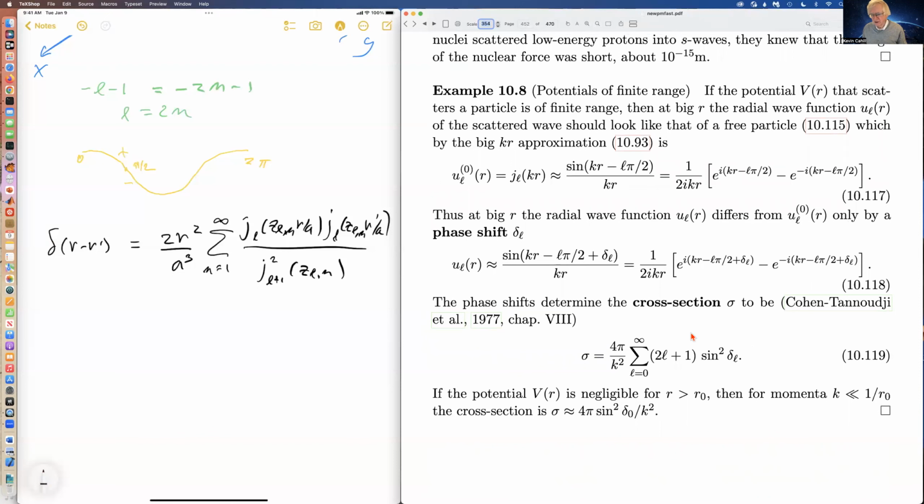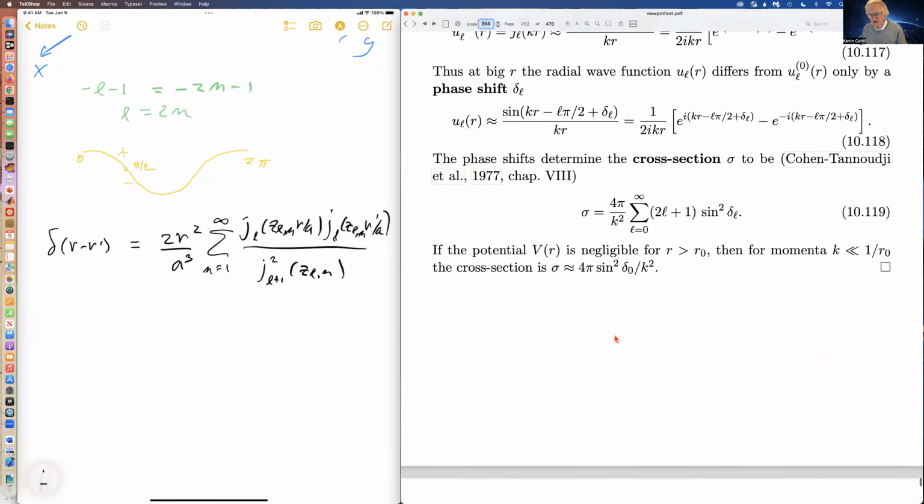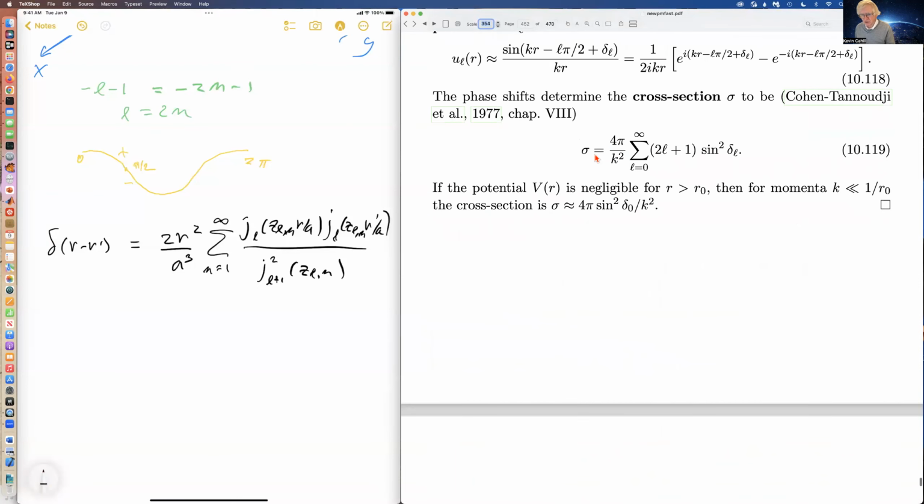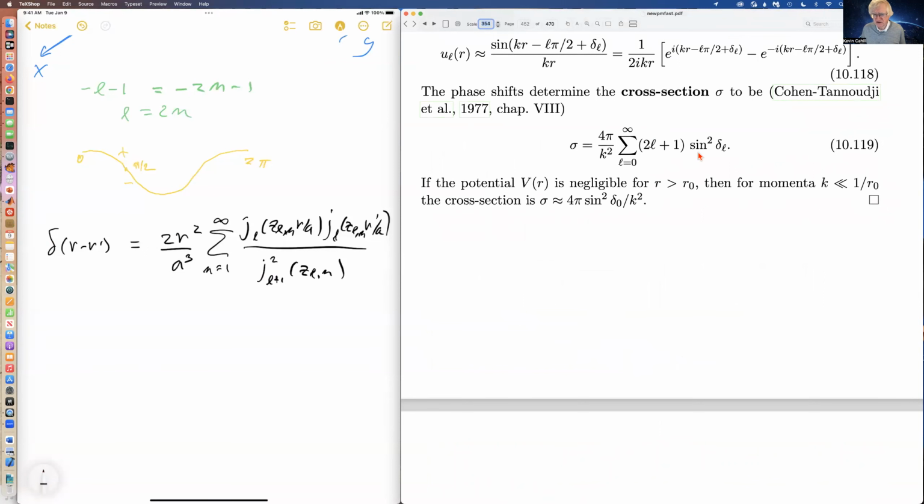And when you work out what the cross-section is, it turns out that the total cross-section is a sum of these phase shifts. And for each L, what you have is the partial wave cross-section.